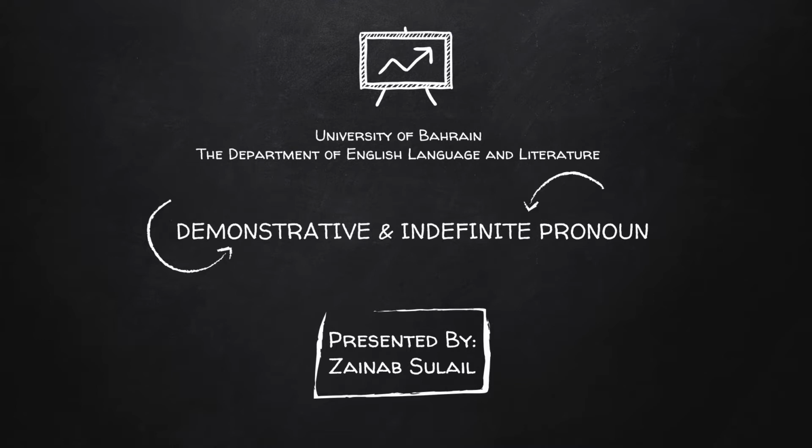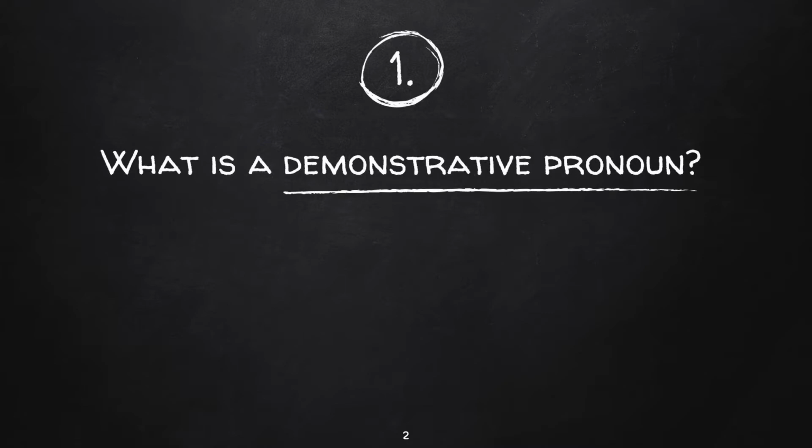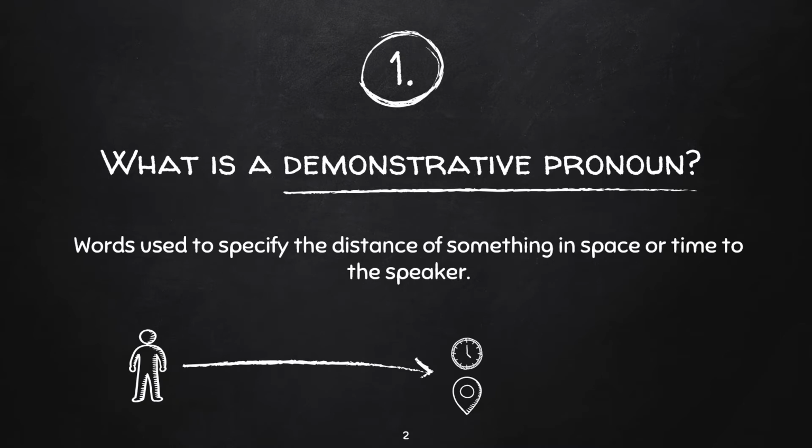In this video, we'll have two lessons on the demonstrative and infinitive pronoun. In the first part of the video, we'll have a lesson on the demonstratives. So what is a demonstrative pronoun? They are words used to specify the distance of something in space or time to the speaker.